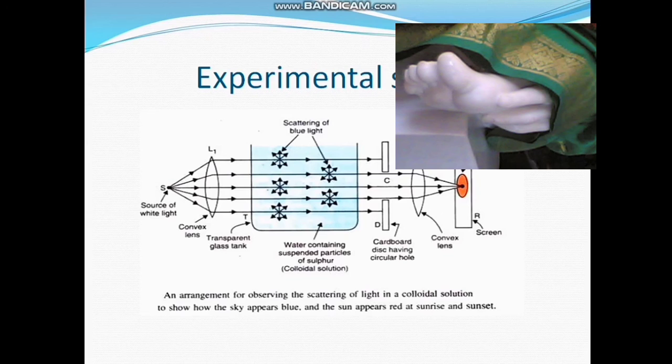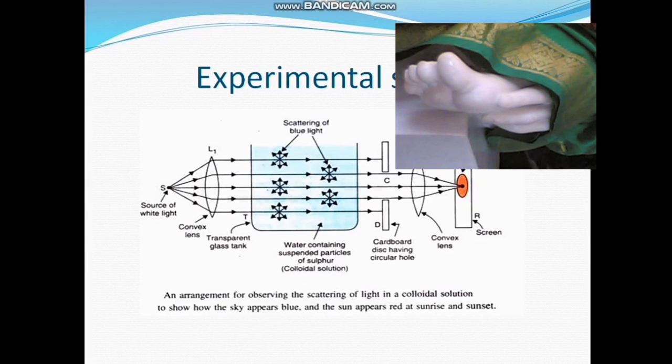This is due to the scattering of short wavelengths by minute colloidal sulfur particles. Now, observe the color of the transmitted light from the fourth side. The transmitted light can be observed on the screen. It is interesting to observe that at first it appears orange, and then it ends up as a bright red color.